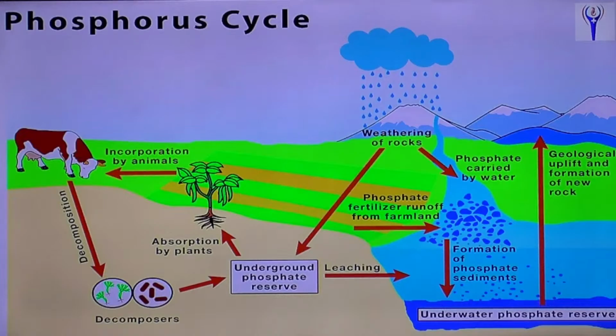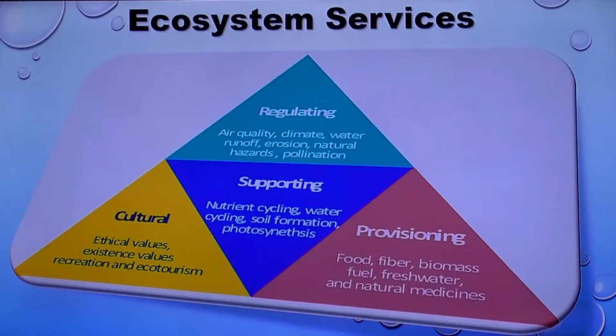And the last is the ecosystem services. Ecosystem services are the products of ecosystem processes. That includes regulating, meaning keep on monitoring and maintaining them well, that is air quality, climate, water, erosion, natural hazards and pollination, etc. Also supporting: nutrient cycle, water cycling, soil formation and photosynthesis. Also cultural: ethical values, recreation and ecotourism. And provisioning: food, fiber, biomass, fresh water and natural medicines.